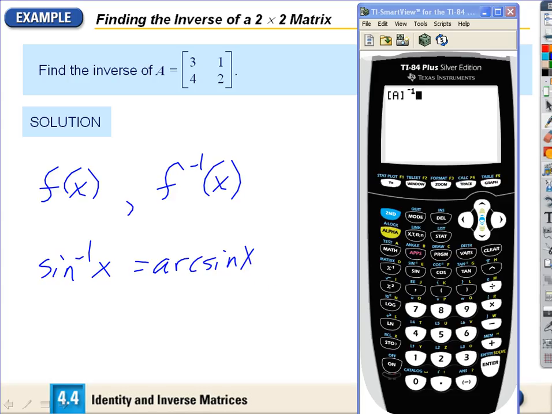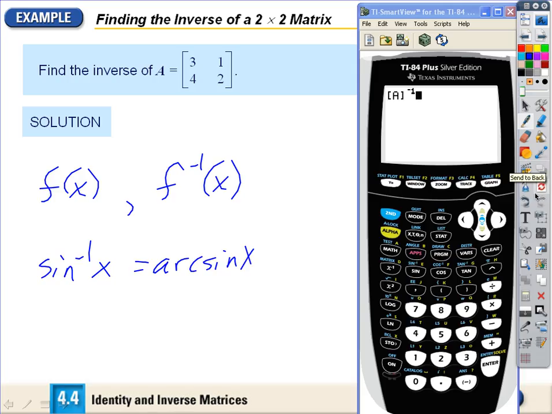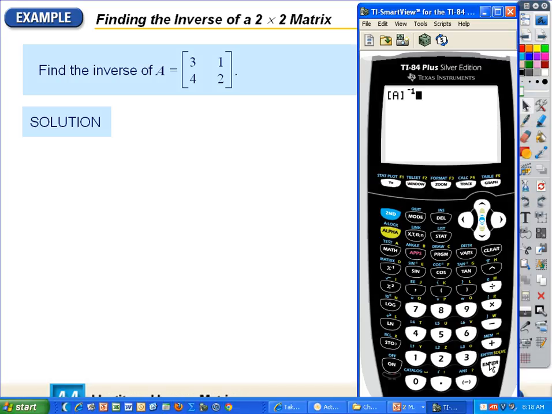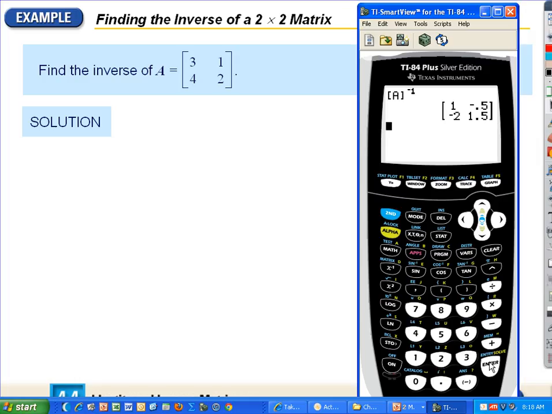Now watch what happens if we hit enter. Oops. Just drawing on my calculator. Okay. Yeah, see, it gives us back the inverse matrix. Let's just check and see if that's what they got.